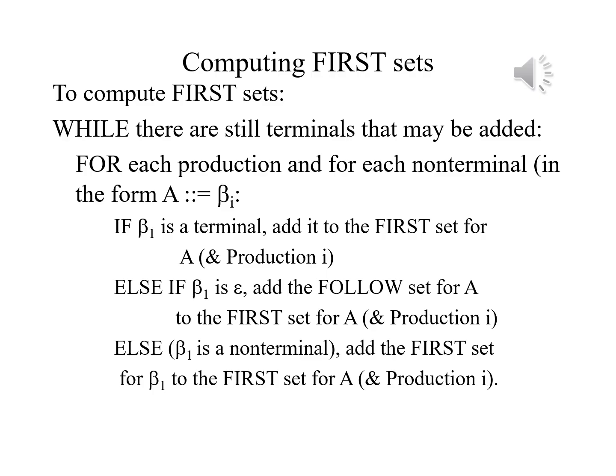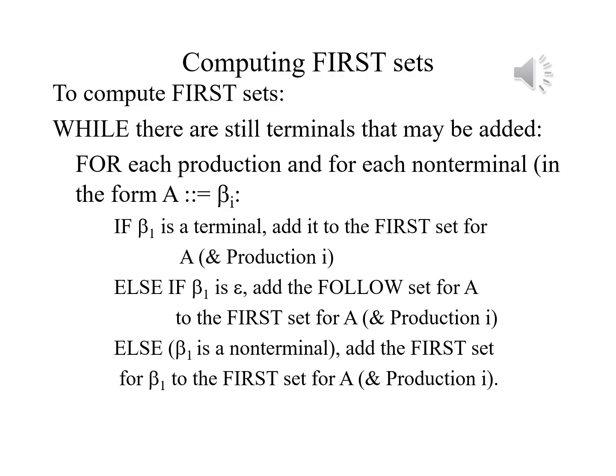While there are still terminals that may be added, for each production and for each non-terminal in the form A derives beta sub i, if beta 1, the first symbol in the right sentential form, is a terminal, we will add it to the first set for A. Else, if beta 1 is epsilon, the empty string, we will add A's follow set to the first set for A. Else, that leaves beta 1 as a non-terminal, we add the first set for beta 1 to the first set for A. What it means to add to the follow set of a specific production is something we will soon talk about.